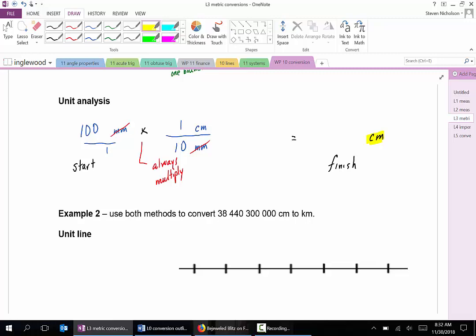So what you would do is you'd get out your calculator and you would enter exactly as I'm writing. 100 times 1 over 10. Another way of writing 1 over 10 is 1 divided by 10. And when you hit the enter button, your calculator is going to spit out a 10.